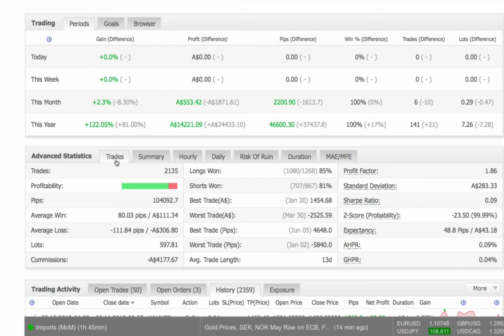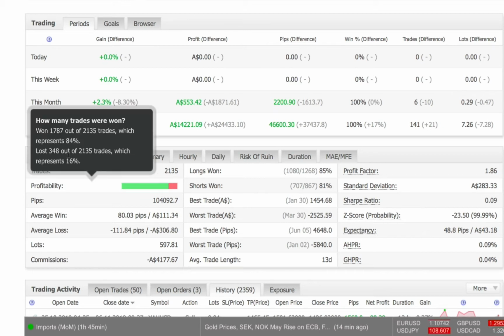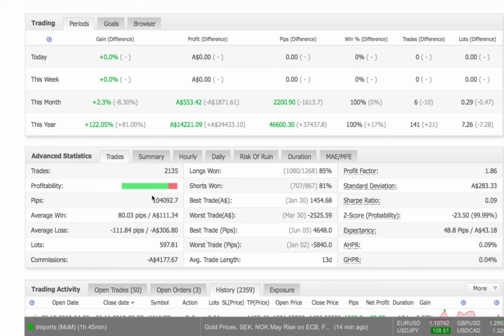The number of trades I have opened is 2,135. That's a lot of trades, but mind you, this is a 3 year time frame. The probability of this account is 84%, so basically an 84% chance of winning on the trades in this account. The total number of pips I have generated is, beg your pardon, 104,000.